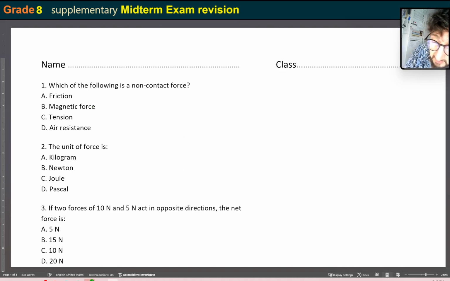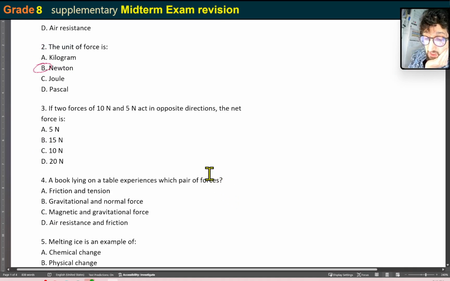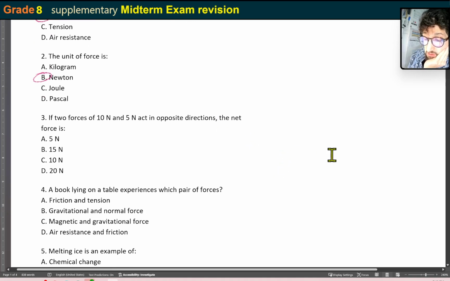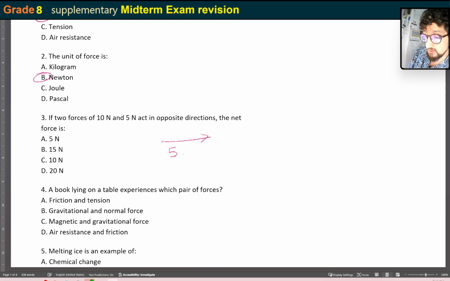Okay, we'll do that. So first of all, magnetic forces. The unit for force is newtons, obviously. Kilogram is the unit for mass, and we won't worry about energy and pressure. If two forces of 10 newtons and 5 newtons act in opposite directions, the net force is going to be, well, if we've got 5 newtons on this side and 10 newtons on that side, it's going to be 5 newtons to one side.